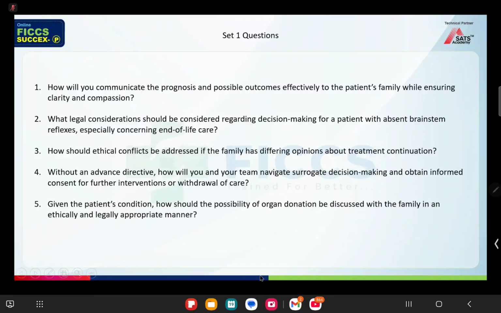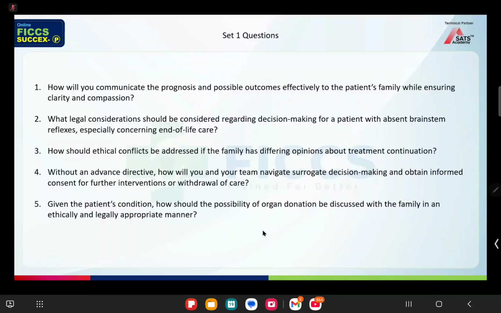Proper documentation is needed for this. First of all, we'll have to confirm the brainstem death. We have to understand that there are no confounding factors, that there is no sedation, paralysis, and other causes of encephalopathy are ruled out. Then all the brainstem tests are done. The reflexes have been checked. The cranial nerve examination has been done. Apnea testing is documented or not. After that, we can go for legal considerations.